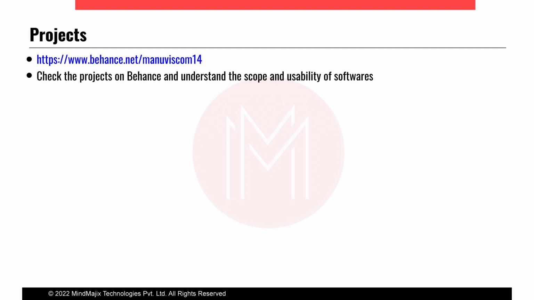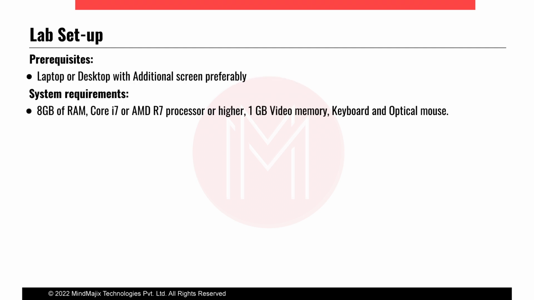Okay, and now the basic setup. As I've already told you, a laptop or desktop is mandatory to learn these softwares, right? An additional screen is good to have, otherwise it's okay. But if you have any sort of additional screen, you can view the output simultaneously. Like if you are practicing on one screen, you can see the output on the other screen. You can make changes and practice easily.